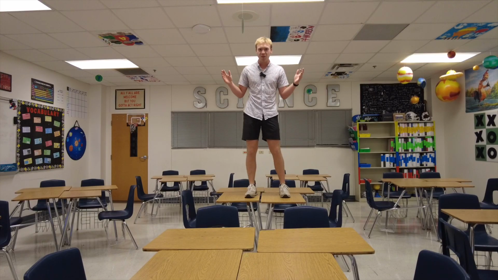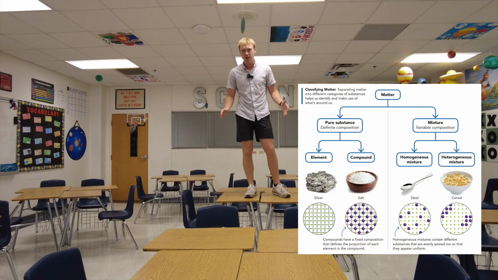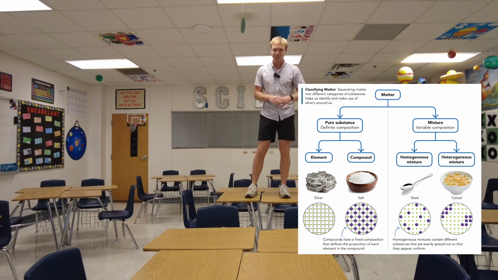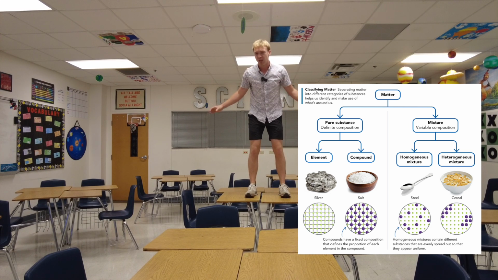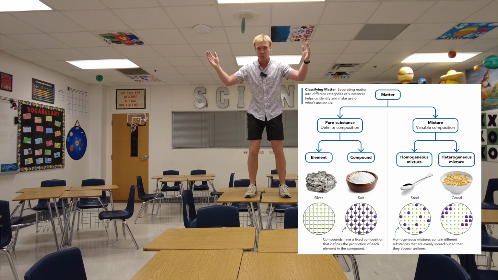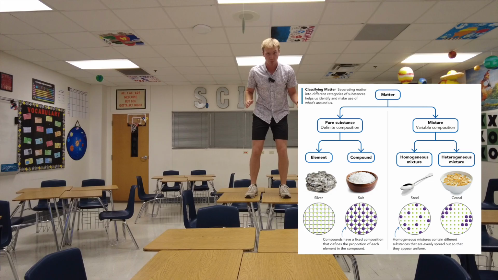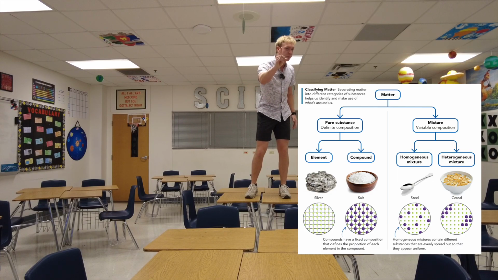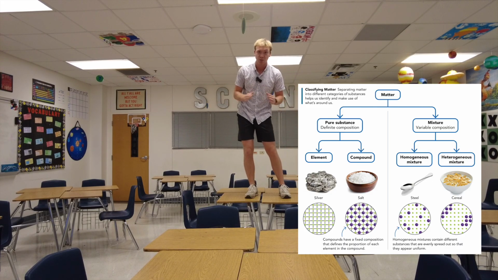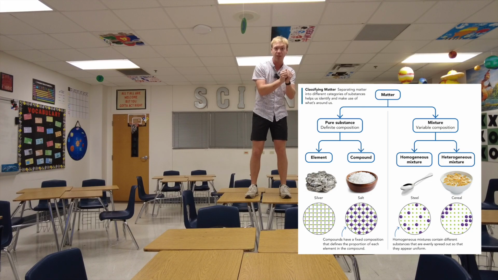Now that's definitely a lot of information, I know, but let's go ahead and take a look at this flow chart, okay? Now if you look at this little chart, you can see that we have matter up at the very top, and matter can be broken up into pure substances and mixtures. On the pure substance side, we have elements and compounds. Remember, an element is made up of one type of atom and cannot be broken down into a simpler substance, and a compound is two or more elements chemically combined.